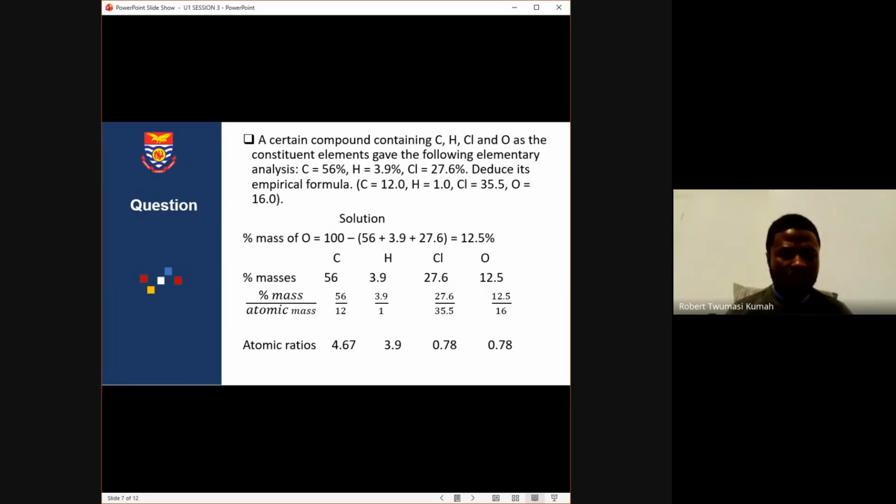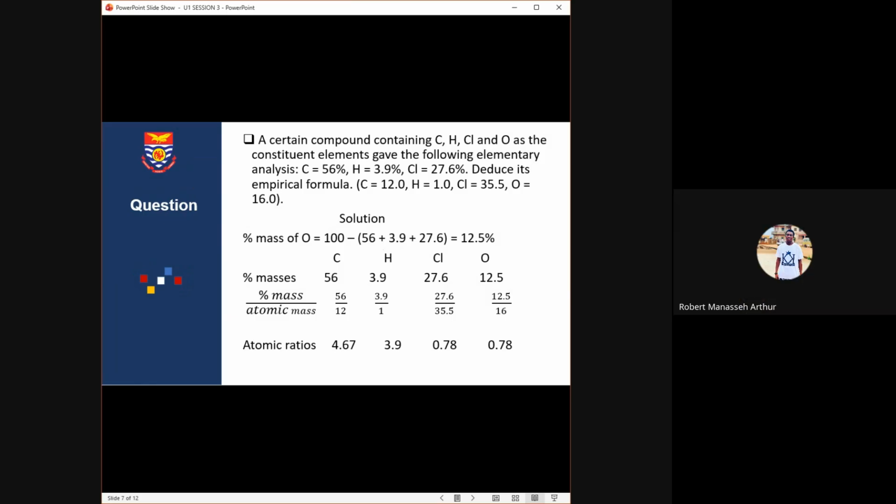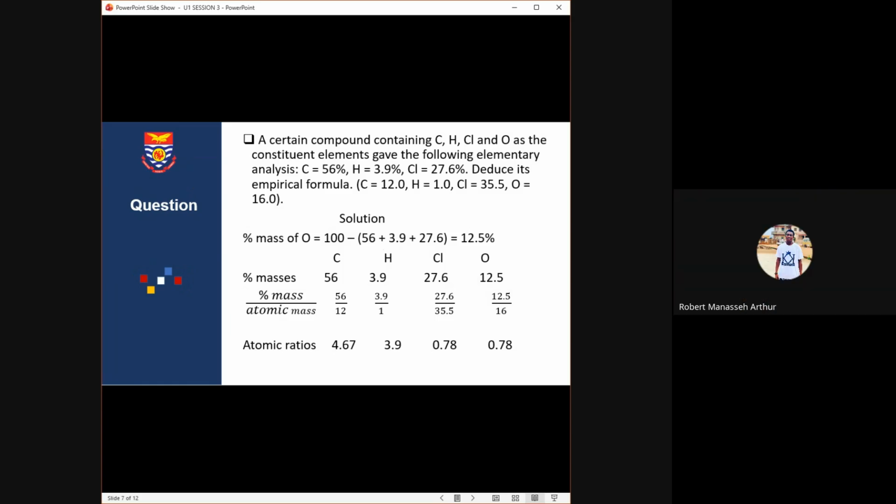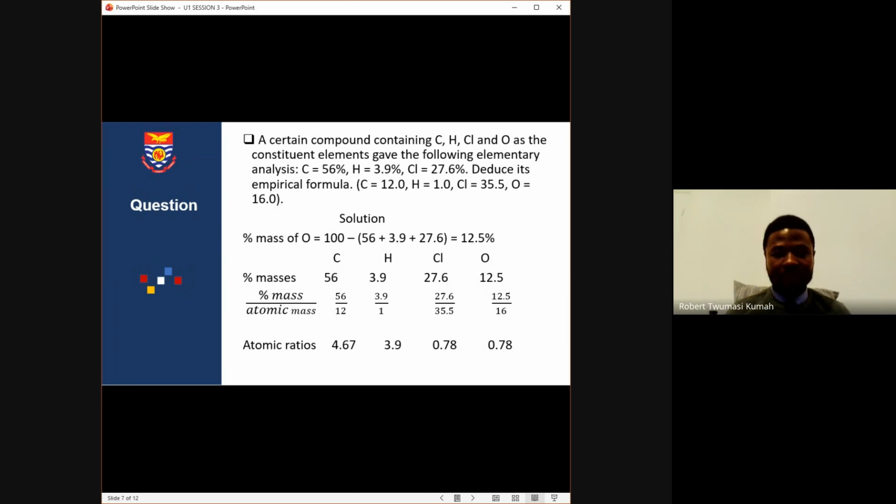Do we see that formula here? If you can see my cursor, can you see my cursor? Yes, sir. So can we see that formula here, mass over molar mass? Yes. Good. So that formula is here. So we are only finding the number of moles.